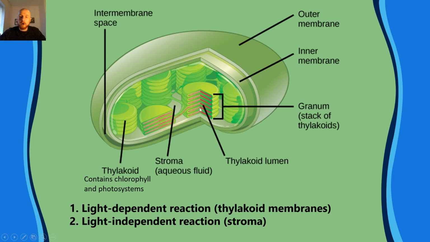Now we can see we've got the granum there, which is basically a stack of thylakoids. And the thylakoids are like little frisbees that make up the granum. And then between them, we have these little connections here.